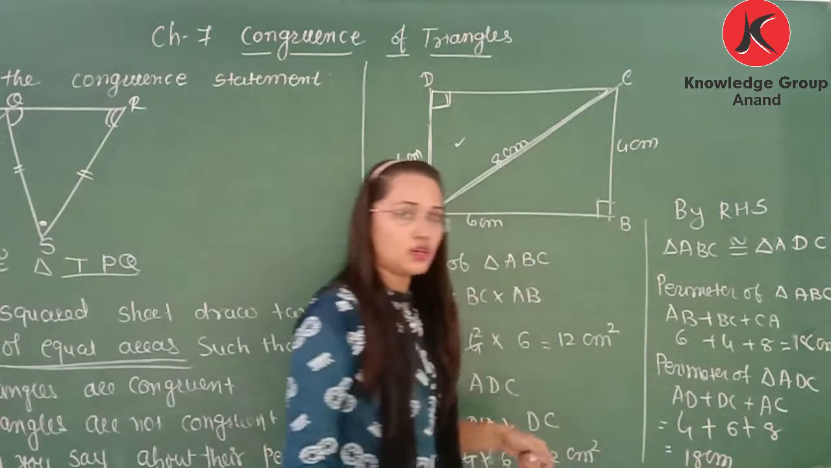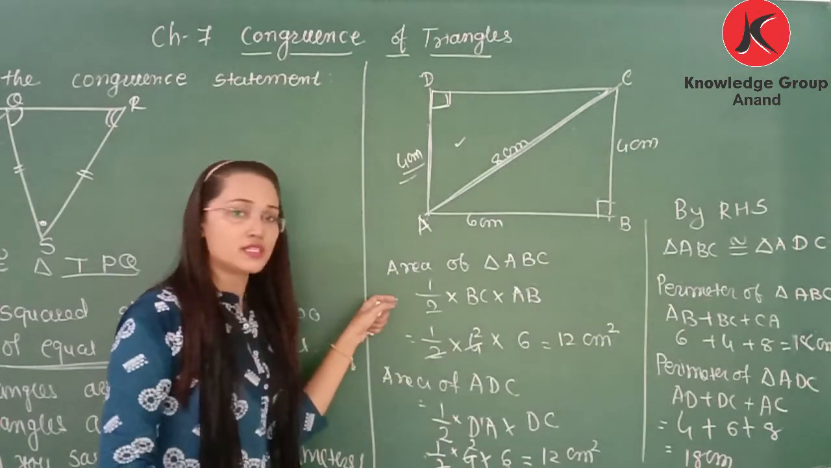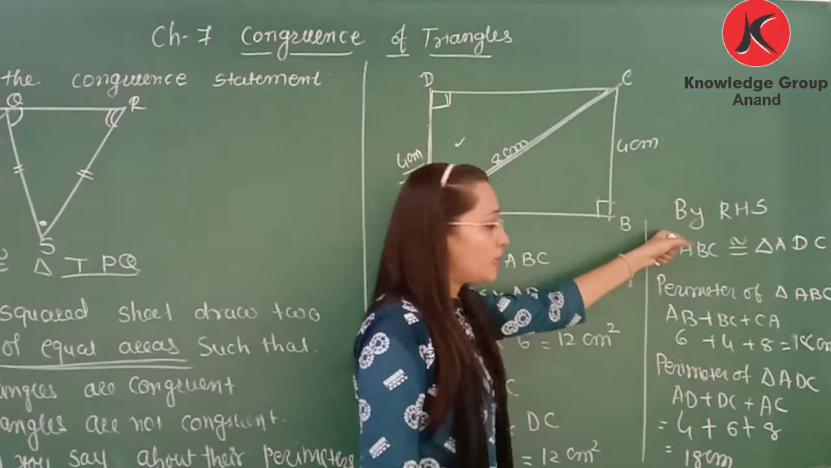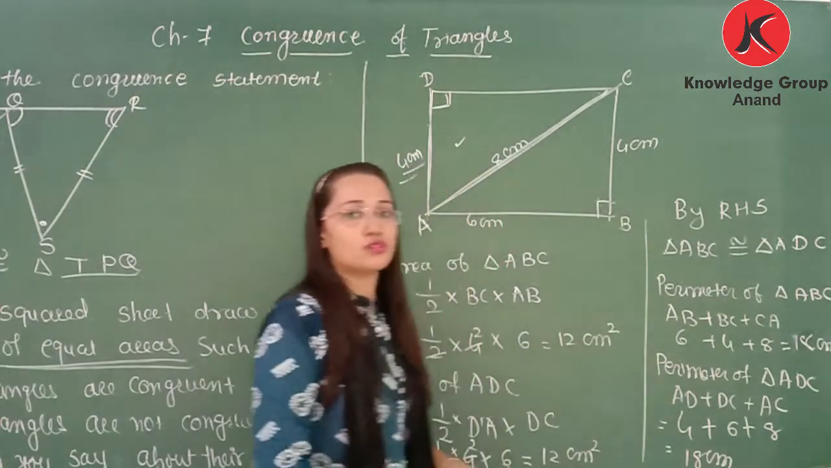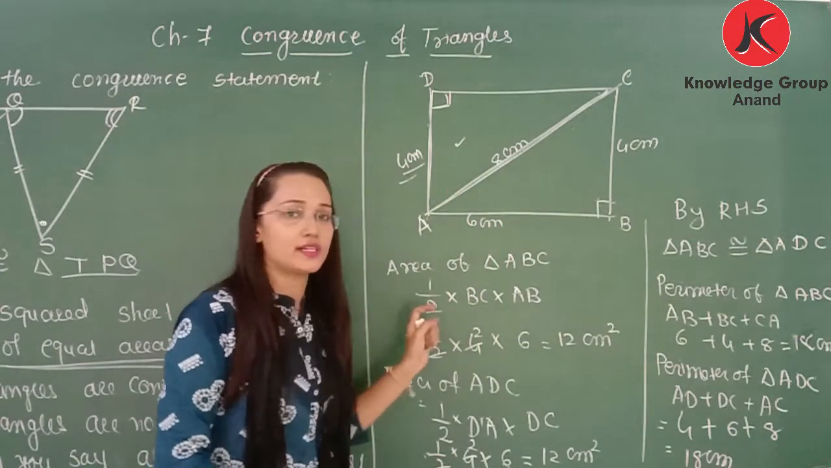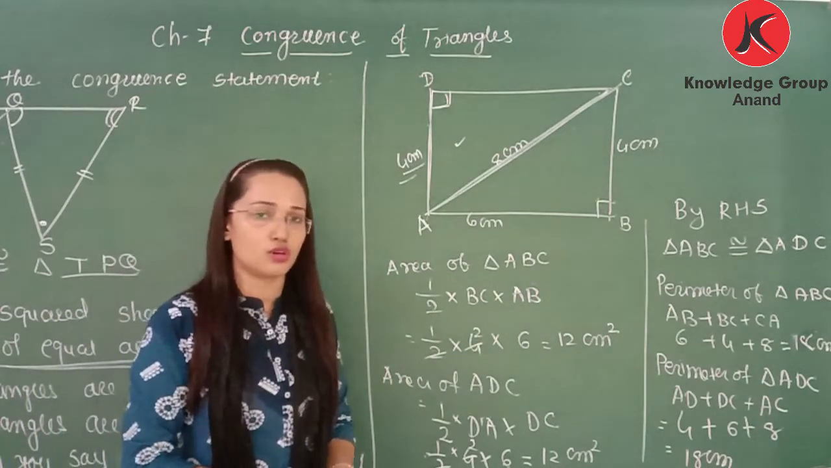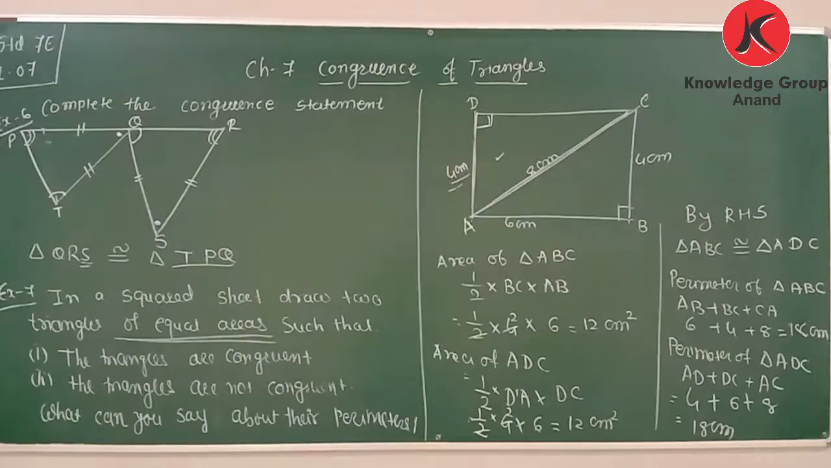Now you can see, if we draw triangles such that their areas are the same and they are congruent, then their perimeters are also equal. So if two triangles have the same area and they are congruent, then their perimeters are also the same.